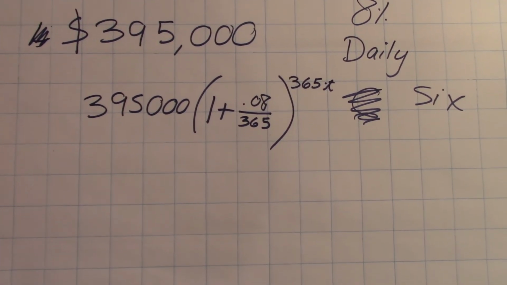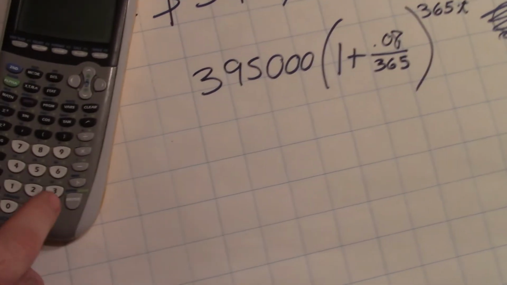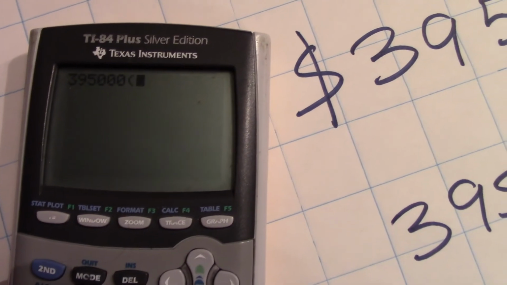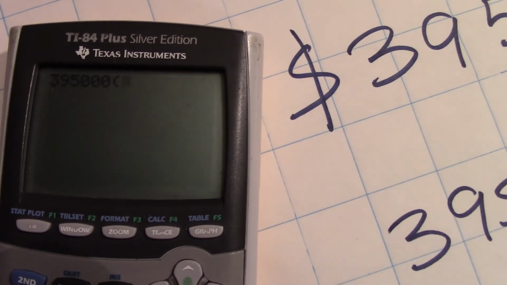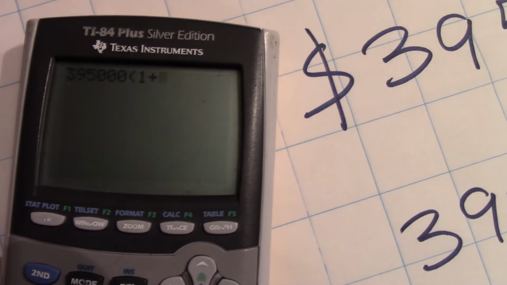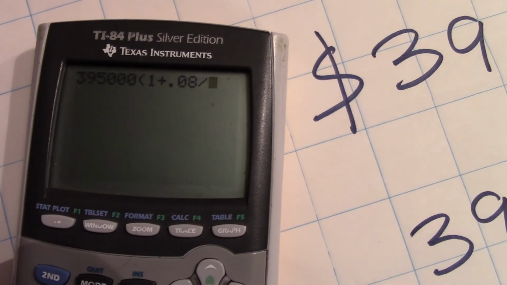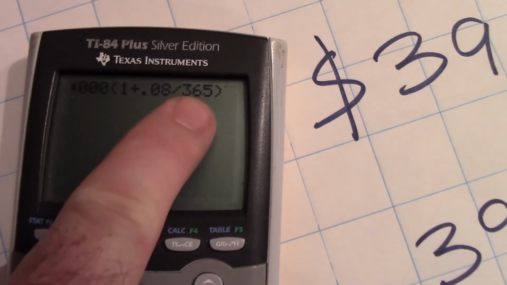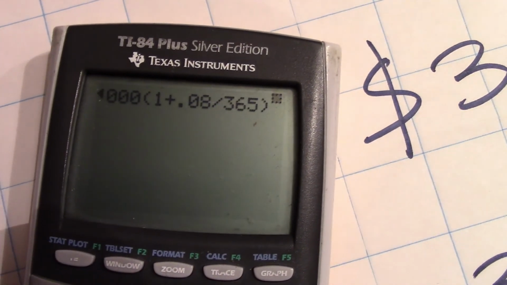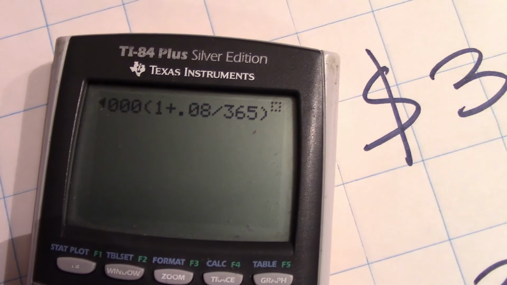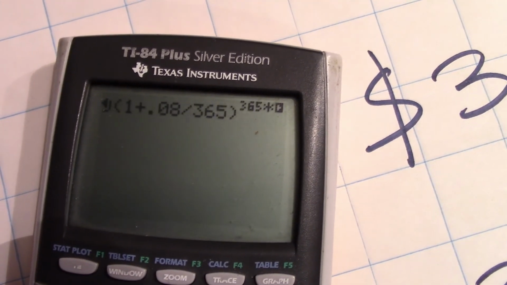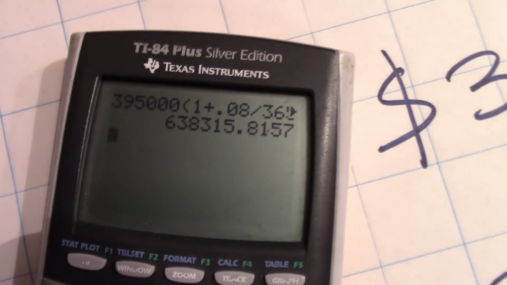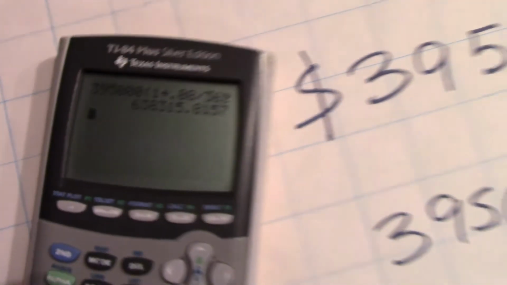I'd recommend, again, as you're doing these, use the parentheses on your calculator if you're ever worried about making sure you have stuff. So we got 365, again, putting that all in parentheses before you take it to an exponent. And then we've got 365 times 6 years. Whew. That is a lot of money.